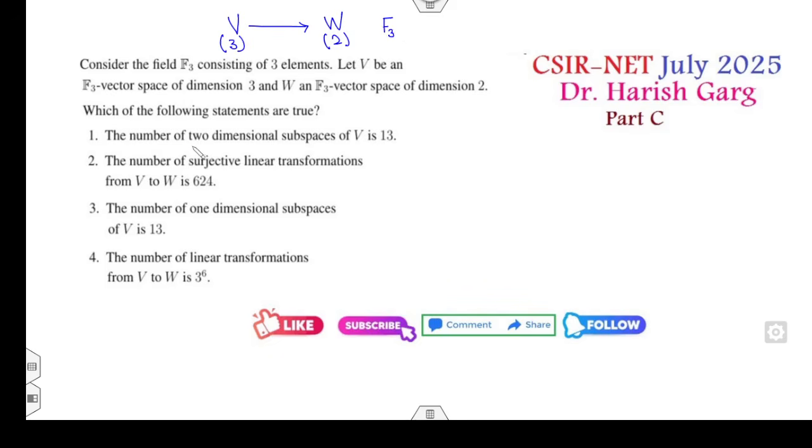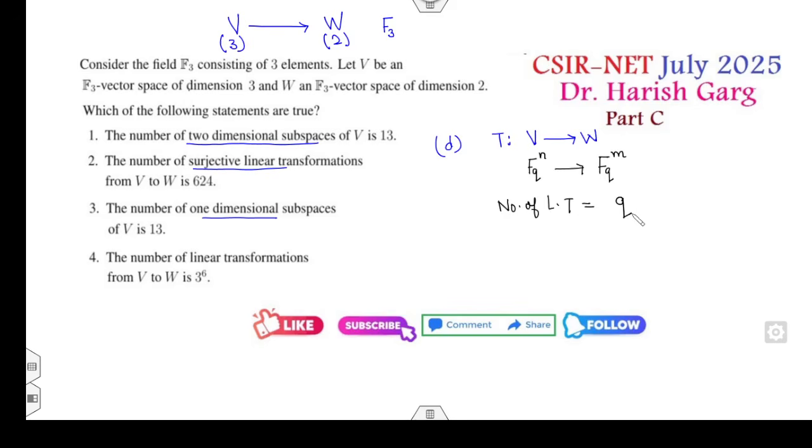Then we want the number of onto mappings, the number of one-dimensional and two-dimensional subspaces, and the number of linear transformations. Firstly, if T is a linear transformation from F of Q with dimension N to F of Q with dimension M, then the number of linear transformations is Q raised to power N into M. Fine. Now look at that. What is given to you?